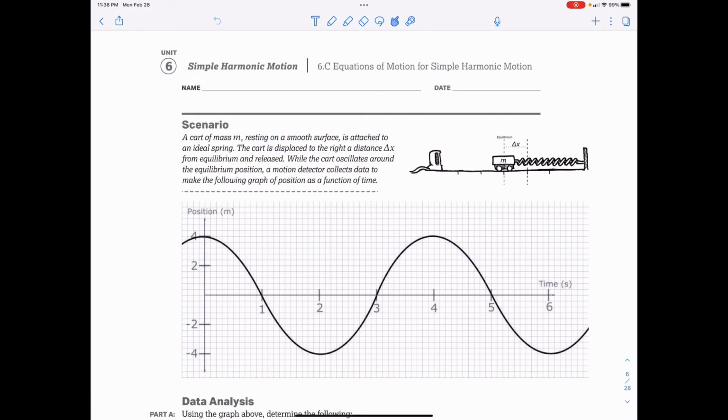AP Physics 1 Workbook, Unit 6, Simple Harmonic Motion. Activity C, Equations of Motion for Simple Harmonic Motion. Please remember to pause or rewind the video as necessary. Let's begin. In this scenario, we have a cart of mass m resting on a smooth surface attached to an ideal spring. The cart is displaced to the right a distance delta x from equilibrium and released. While the cart oscillates around the equilibrium position, a motion detector collects data to make the following graph of position as a function of time.